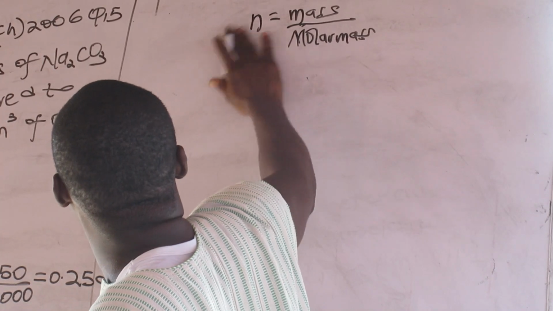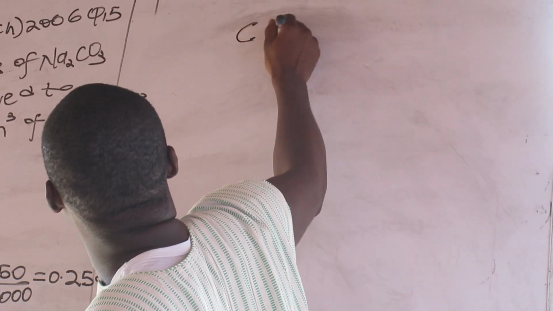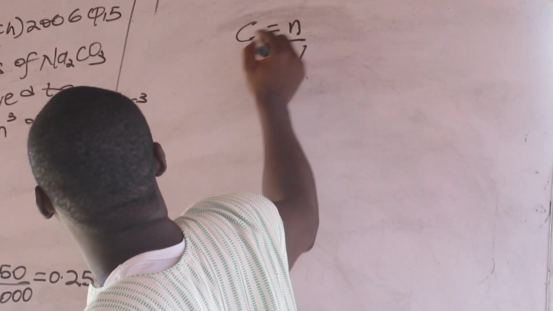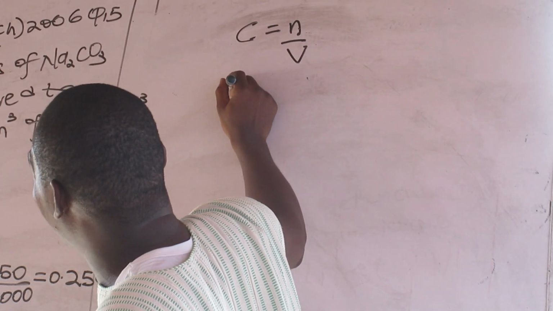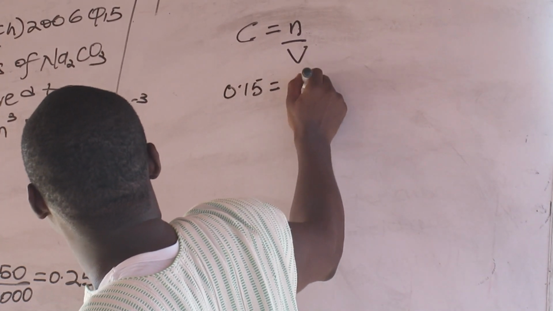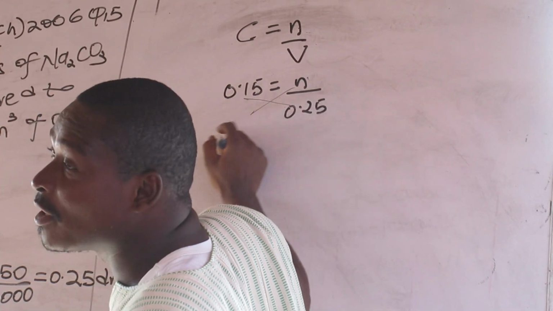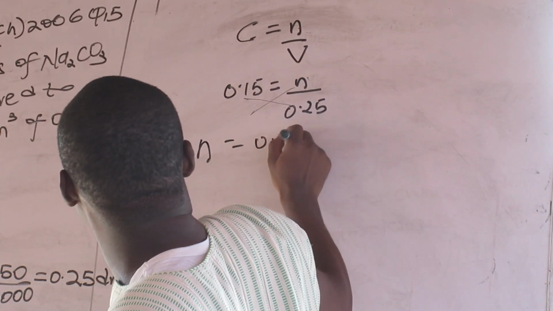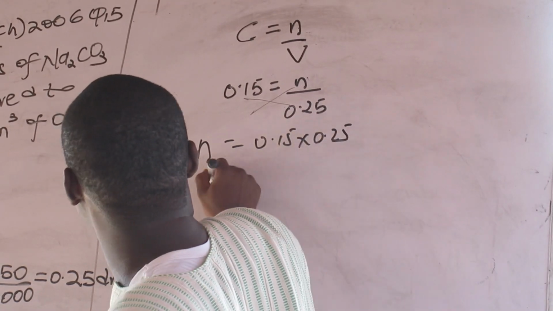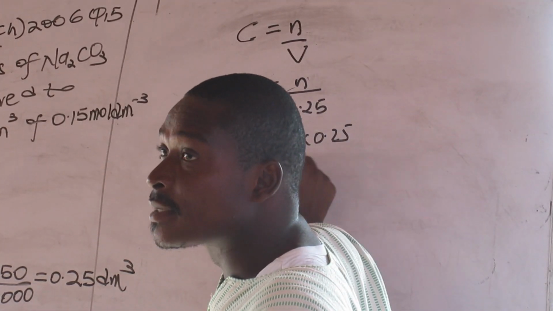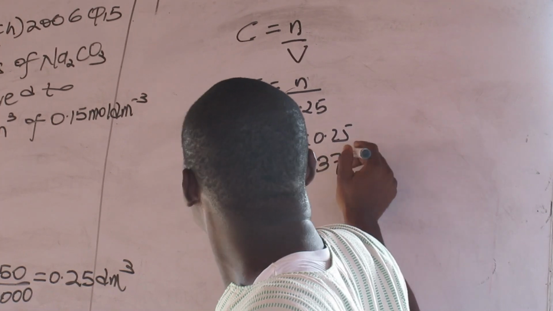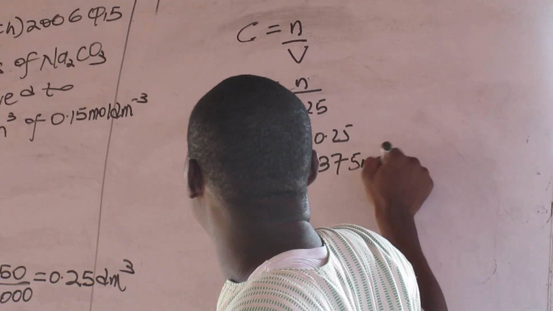Now, number of moles, no, I can't use this. I'd rather use concentration equals n over V, right? So that I can generate my n. So this is 0.15, and the volume is 0.25. So I cross multiply. Do you see that? n is 0.15 times 0.25. Yes. Okay, so this is my number of moles.